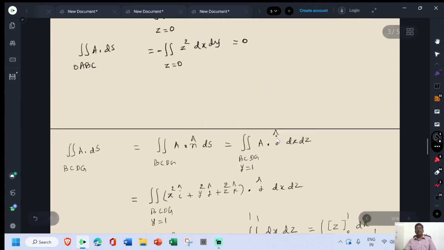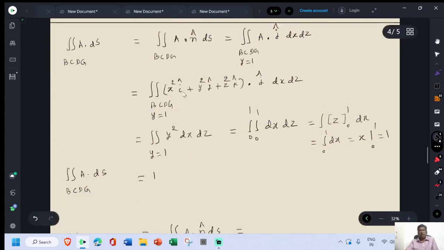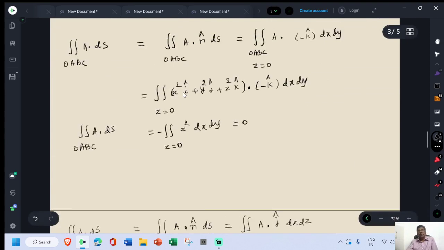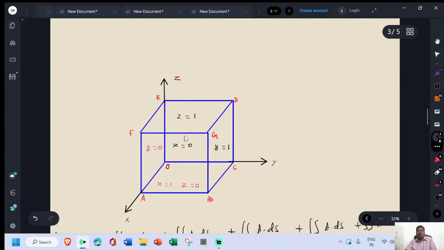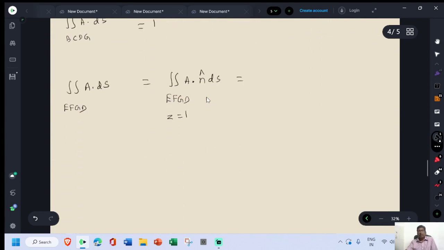Come to the face EFGD. Here the value of z equals 1 because the z component is dominating. Put z equal to 1. Then what is the value of n cap? Along the z, the k component is present, so the value of n cap is k.